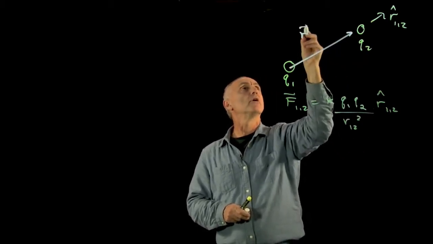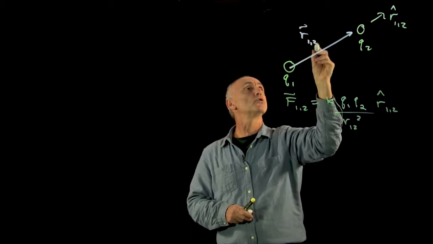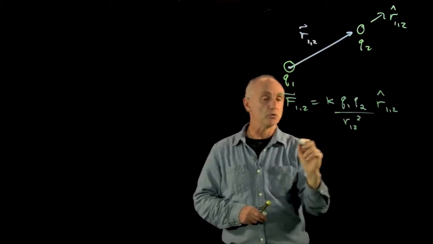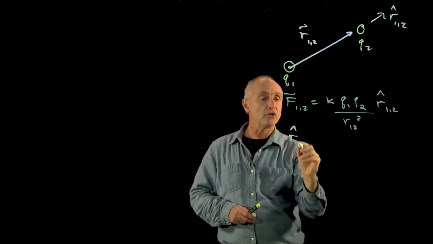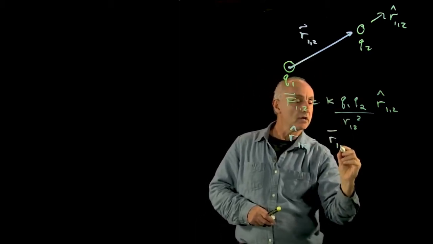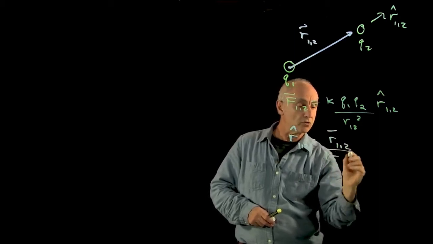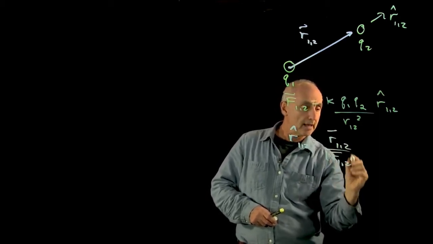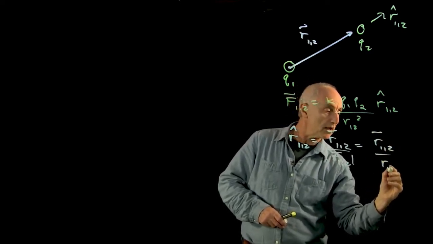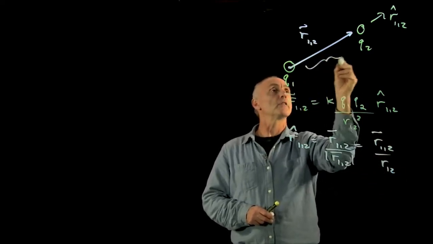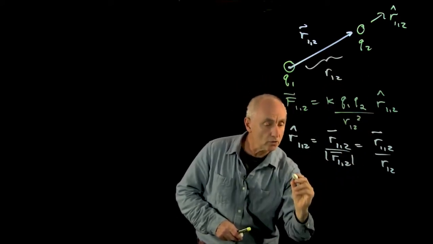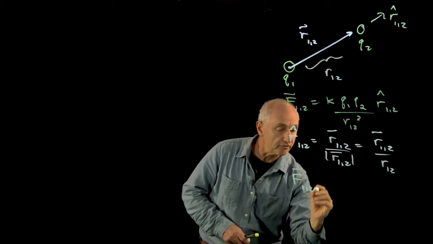Let's write the vector R1,2. This is the vector from object 1 to object 2. We know that the unit vector is equal to the vector divided by its magnitude. And the magnitude of that vector is what we're denoting as R12, this distance. And so we can rewrite Coulomb's law in the following form.